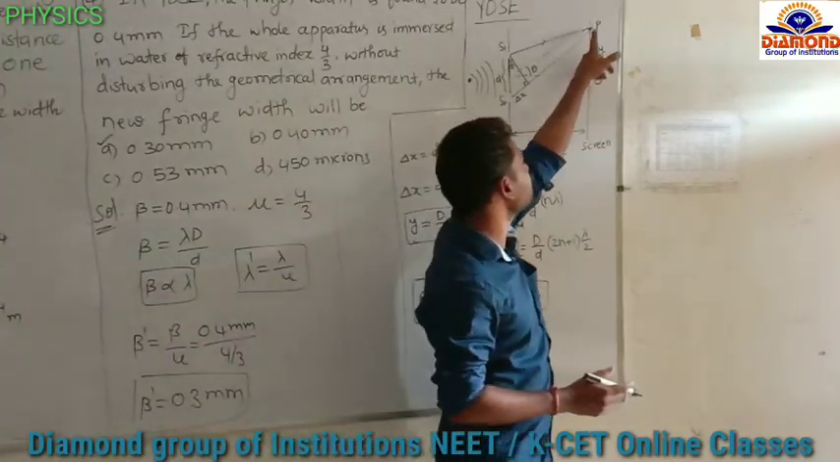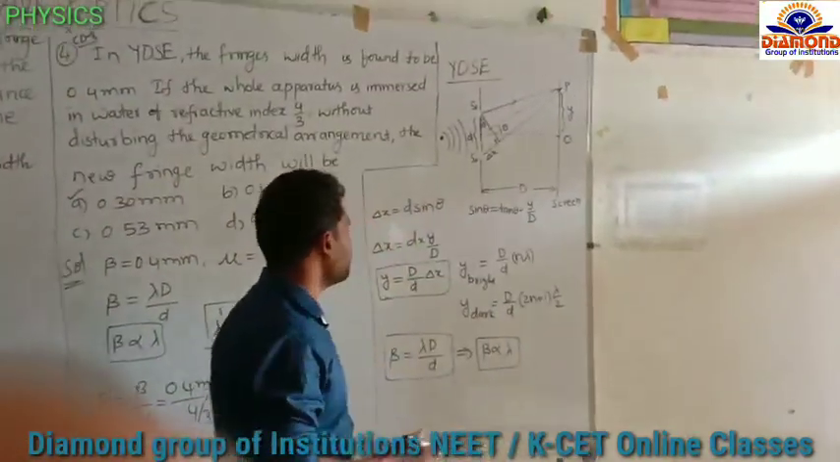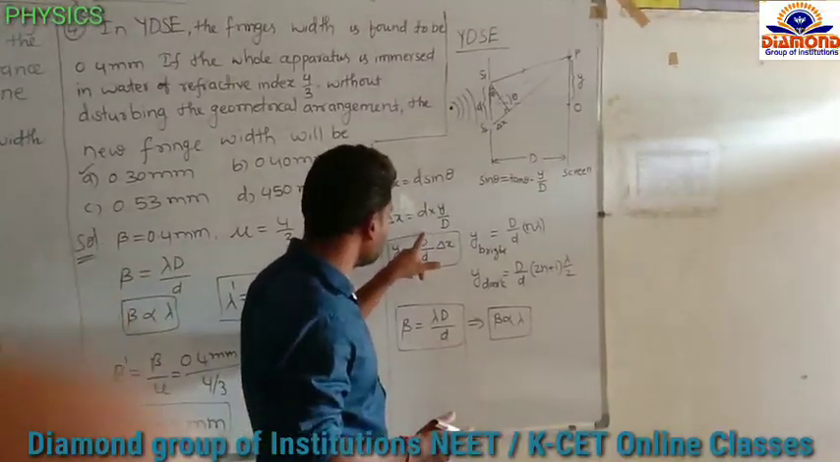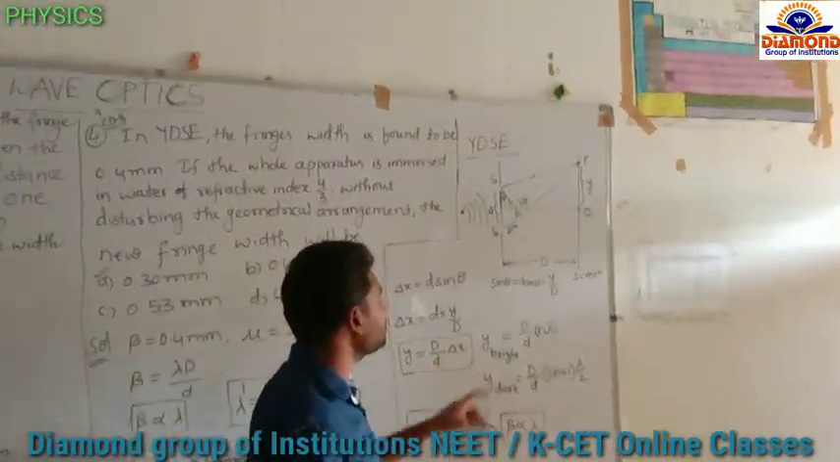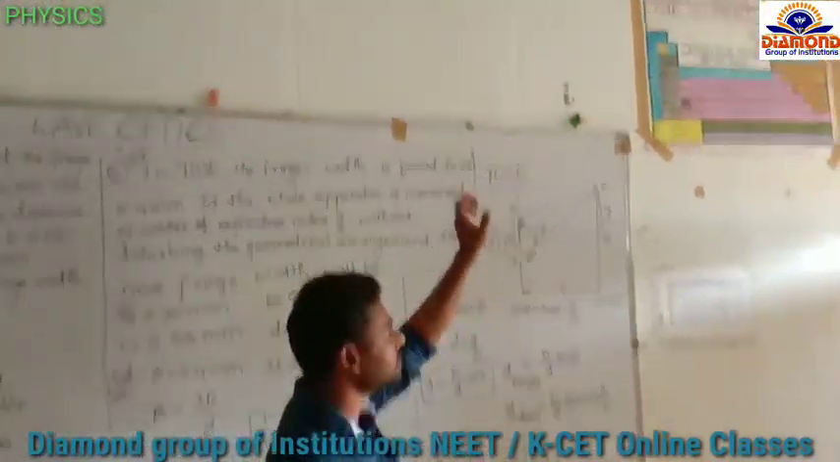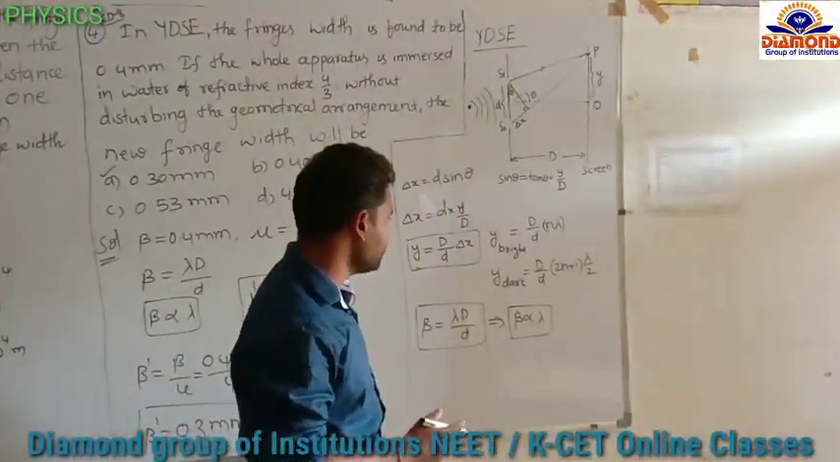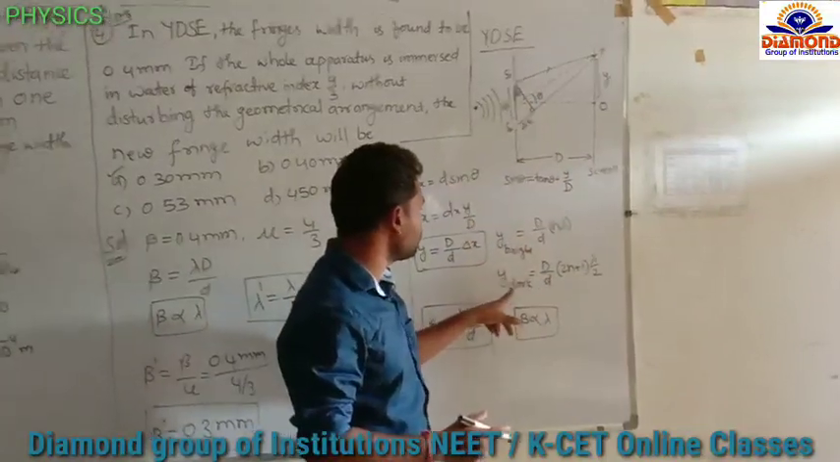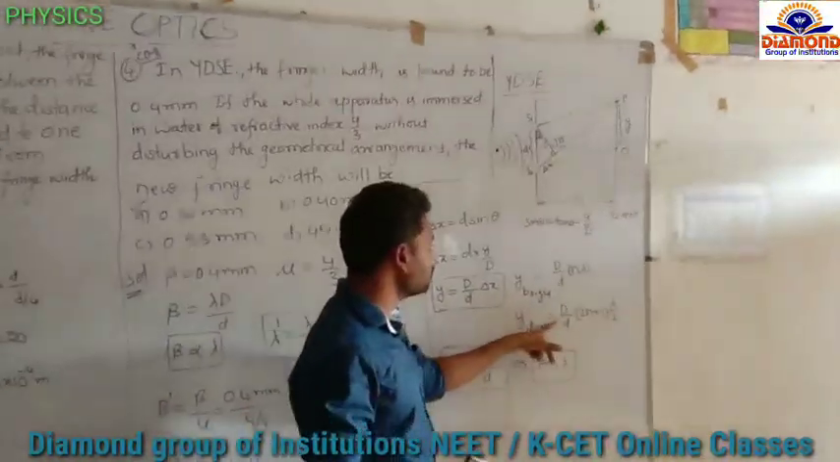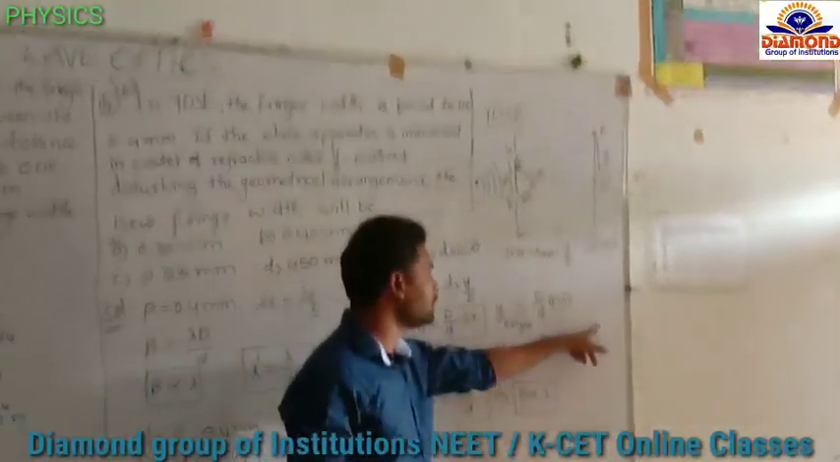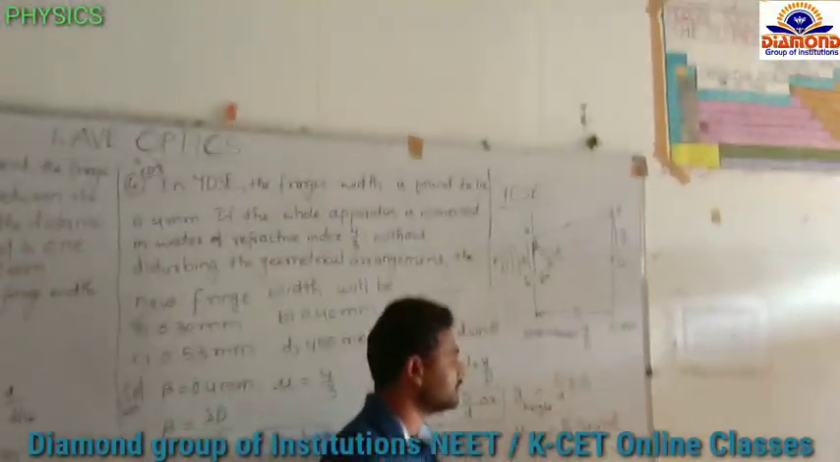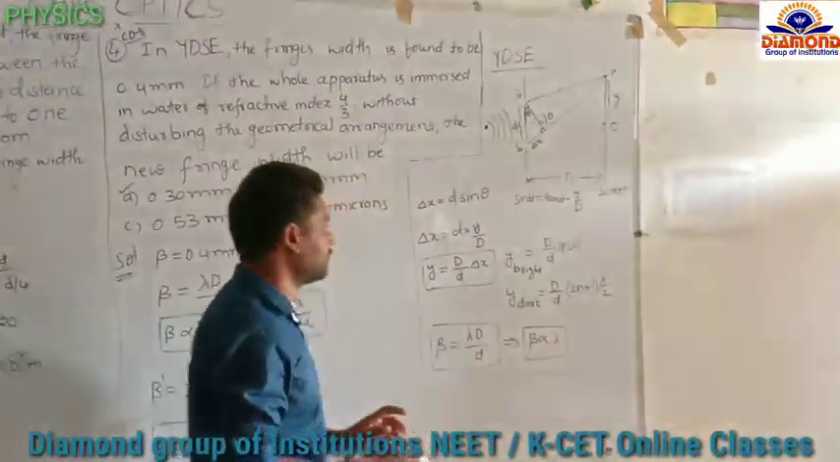Suppose the dark fringe is forming at the P position, then we have to keep y equal to capital D by small d into delta x, the path difference between the two waves when destructive interference is taking place. Dark fringe forming means destructive interference is taking place. So the position of the dark fringe from the central maxima equals capital D by small d into (2n plus 1) lambda by 2. This is the path difference between the two waves for destructive interference.